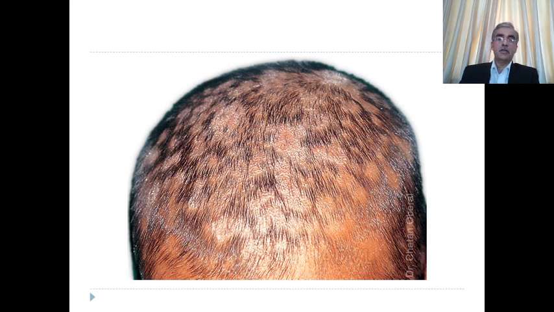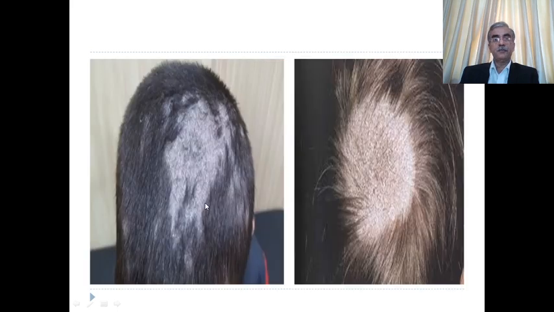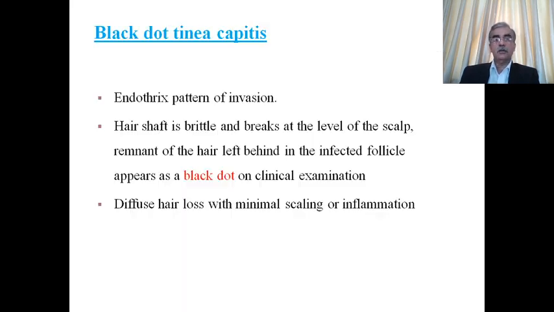So this is gray patch. We can see small patches of hair loss with grayish discoloration, or mild scaling, and lusterless hair can be seen. So if it is not treated, then extensive hair loss can be there, and it spreads to siblings and other classmates. And again in this picture we can see large circular areas over the scalp of grayish color with hair loss.